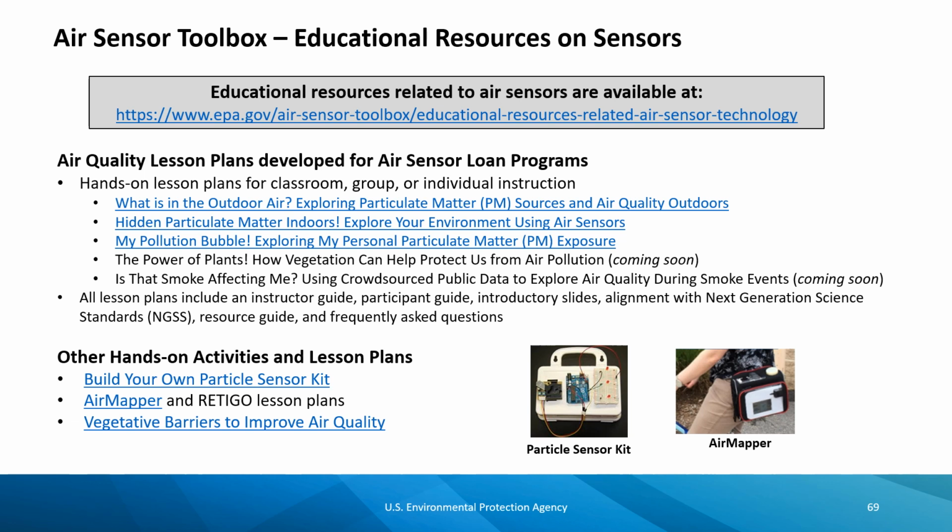All lesson plans include instructor and participant guides, introductory slides, worksheets, a resource guide, frequently asked questions, and align with next-generation science standards. The page also has links to other activities and lesson plans, including a build-your-own particle sensor kit, lesson plans which use the Air Mapper and ReadyGo, and lesson plans focused on vegetative barriers. We hope that you find these resources informative and that you discover several more as you explore the select few that we've highlighted here.